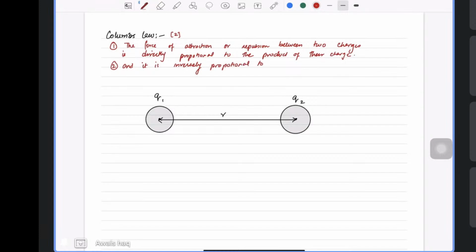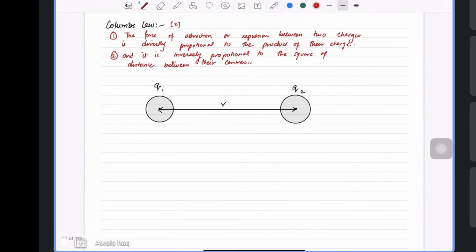proportional to the square of distance between their centers, like that. So what it means is that this is the distance r and the product of this is like this. So what they mean is that the force here is directly proportional to the product of charges, and the force is inversely proportional to the distance between their centers.